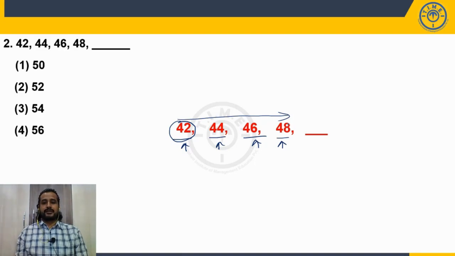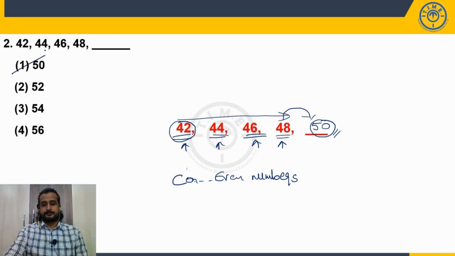42, 44, 46, 48. Every alternate number is an even number, starting from an even number. So what is the next even number after 48? 50. So the answer is 50. And what is the logic? Consecutive even numbers in increasing order. So what is the required option? Choice 1. Choice 1 is my answer. Clear? Move to question number 3.